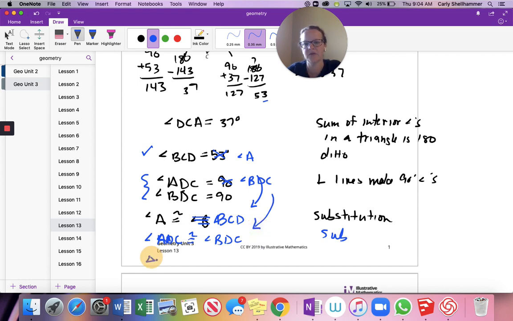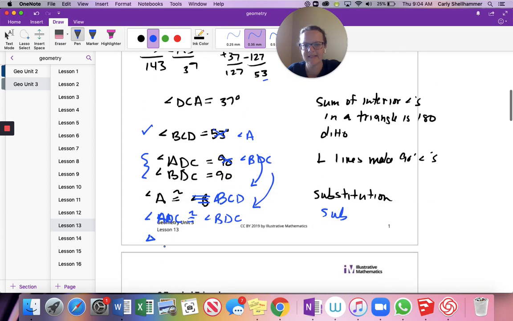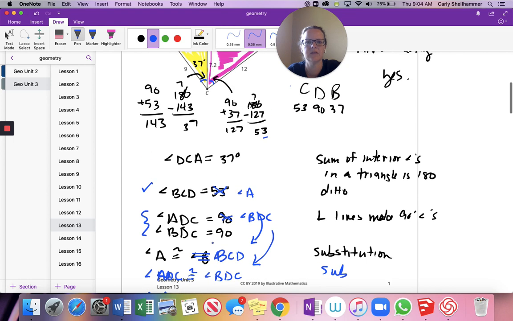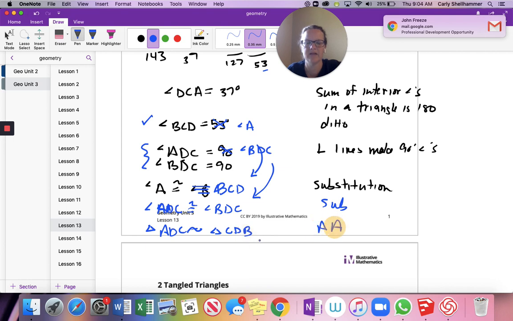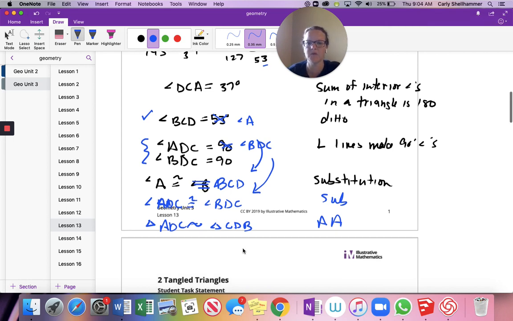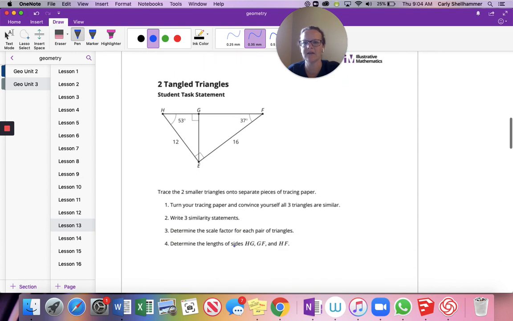So now we know the triangles are similar. Triangle ADC is similar to CDB, because of angle similarity. Cool. We didn't have to go through the proof there, but I wanted to give you a basic outline for the proof. Okay, two tangled triangles.